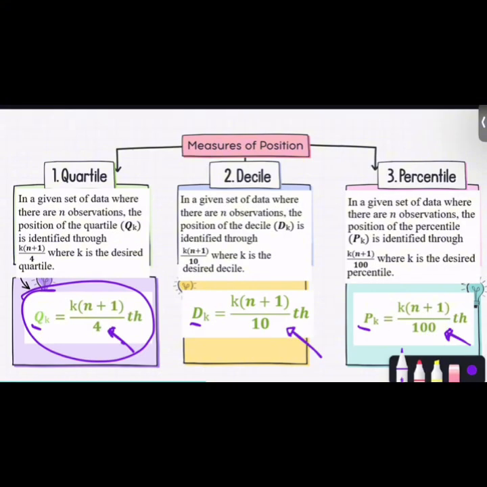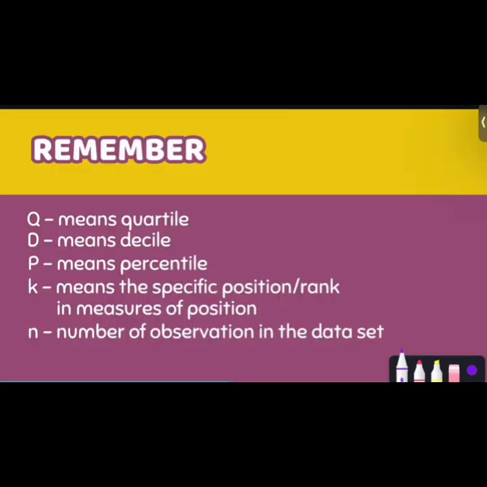Okay, so now, since we know the formula in solving the quartile, decile, and percentile, what are the things that we need to remember? First, Q means quartile, D means decile, P is percentile, and k means the specific position or rank in measures of position. So, ibig sabihin, kung sa decile, 5th decile, so yan po yung ilalagay natin. k is 5. Okay? And N is the number of observations in the dataset.